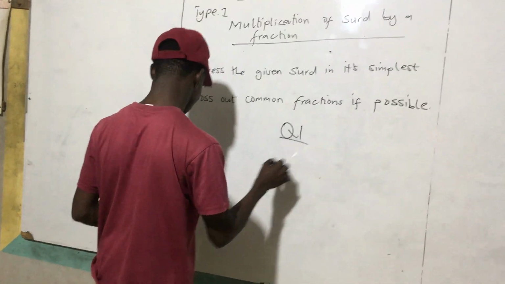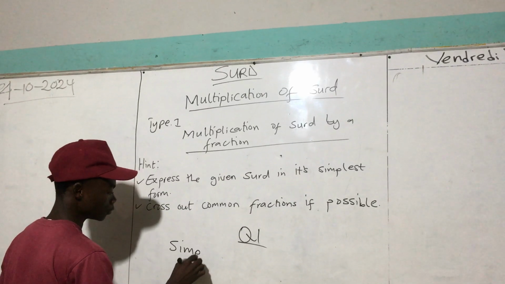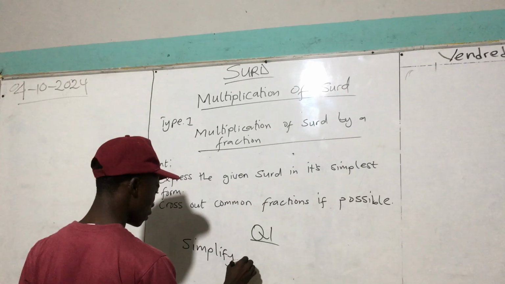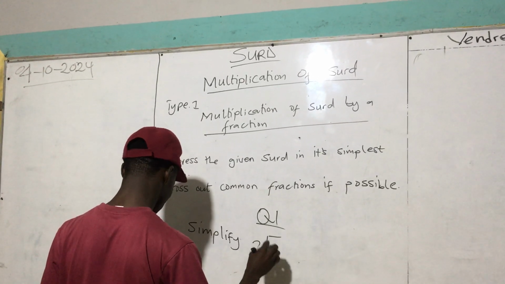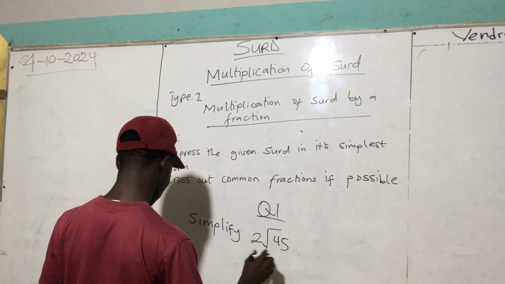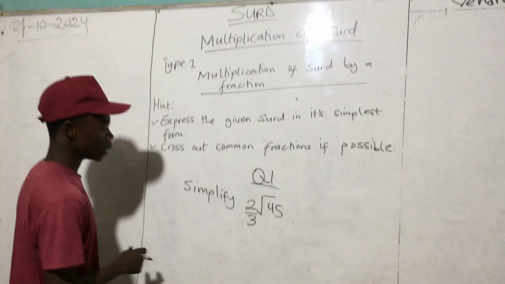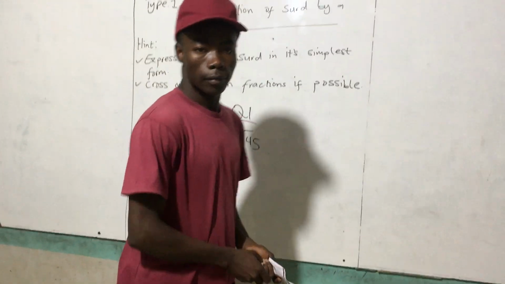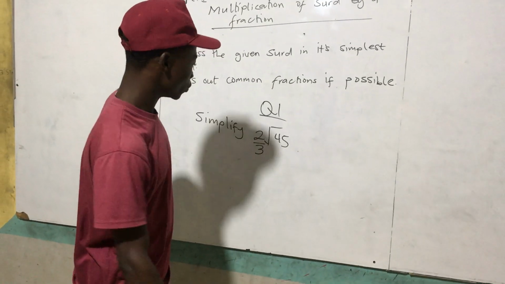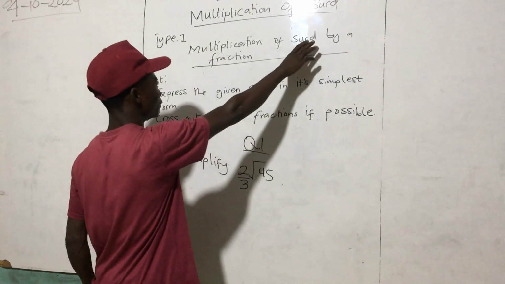Question 1. Simplify 2 over 3 root 45. First problem. Simplify 2 over 3 roots 45. That is what? Multiplication of a surd by a given fraction.